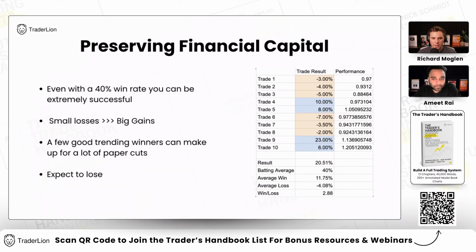Ryan, anything you want to add on this fact, batting average, or how effective keeping your losses small can be over time with your performance?